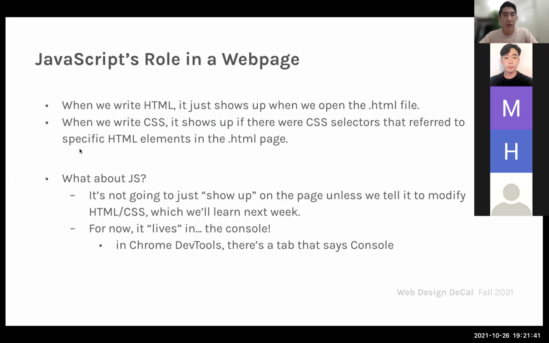But what about JavaScript? JavaScript is a little bit different in the way that it's not just going to show up on the page unless we tell it to modify something. So earlier, we told it to modify some HTML or CSS. We selected that originally blue circle, and we told it to modify the CSS by modifying the background color, and that is what caused that change in colors.